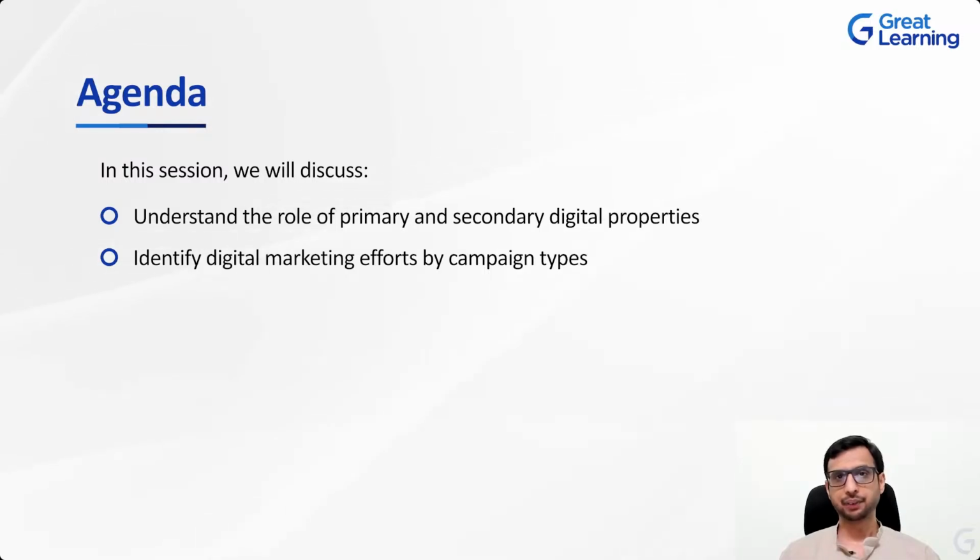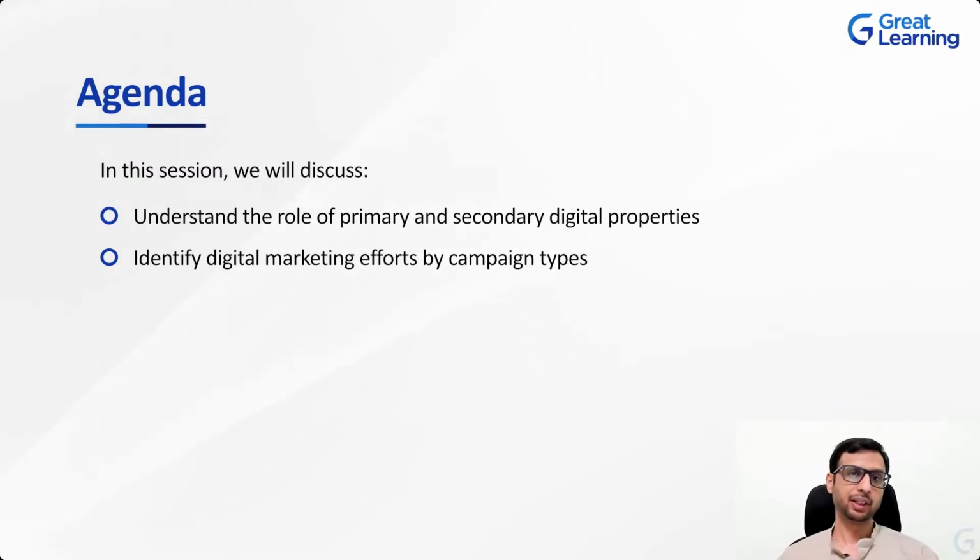The second objective of this session is, of course, to identify the different kinds of digital marketing efforts that you will see as you go along this course. Thankfully, there are only 3 such types, and I'll take 3 examples to highlight how these 3 campaign objectives can be met through a well-coordinated digital marketing plan.